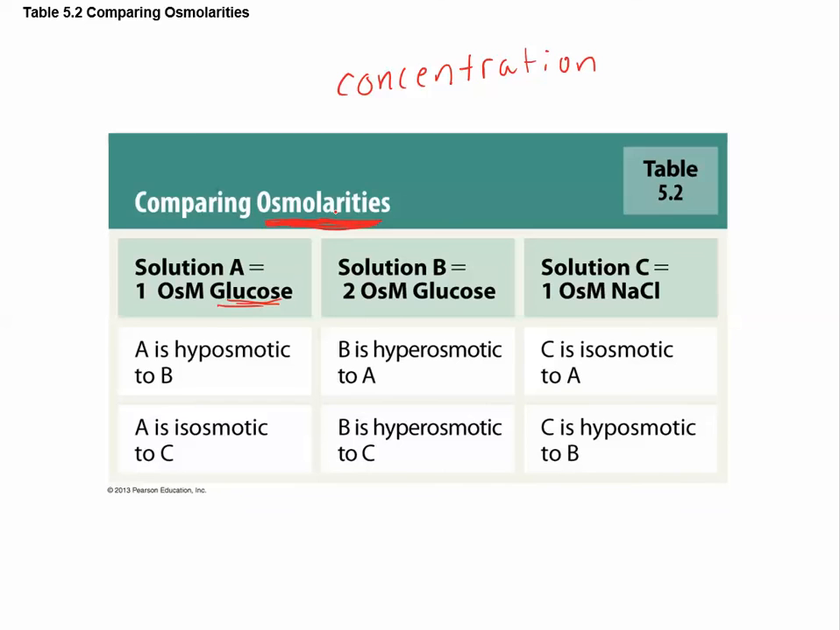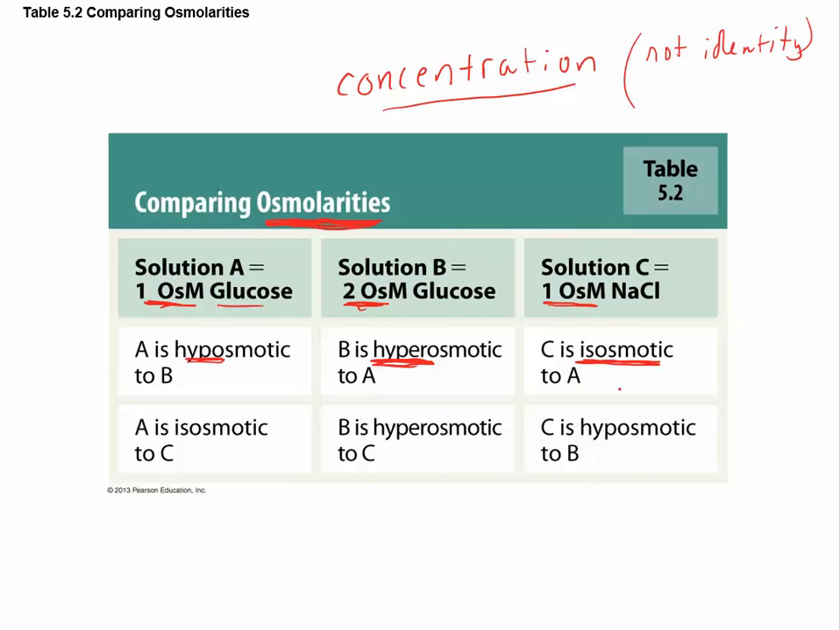But still, when we talk about osmolarity, we say, okay, if solution A has one osmole of glucose per liter, and solution B has two, then we would say that B is hyperosmotic. It has a higher concentration than A. Now, since we're only concerned with concentration and not, I guess we can say, identity, then if we have 1 milliosmole of sodium chloride and 1 milliosmole of glucose, it's going to be isoosmotic.